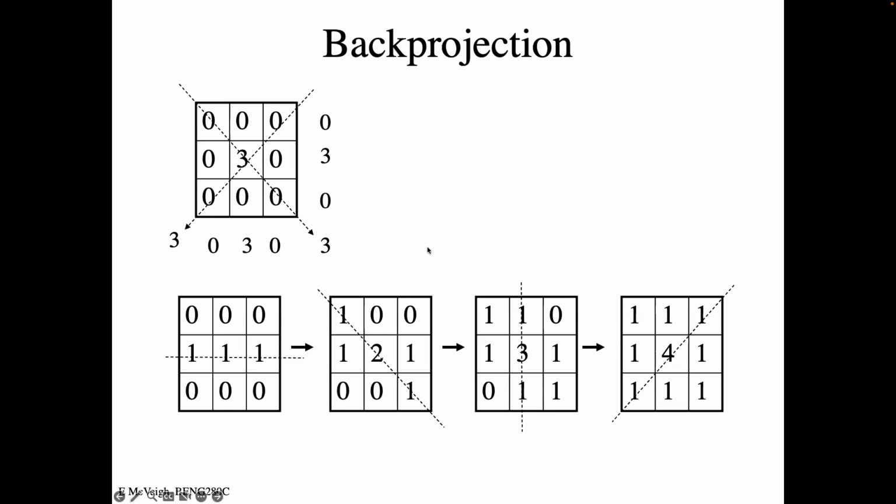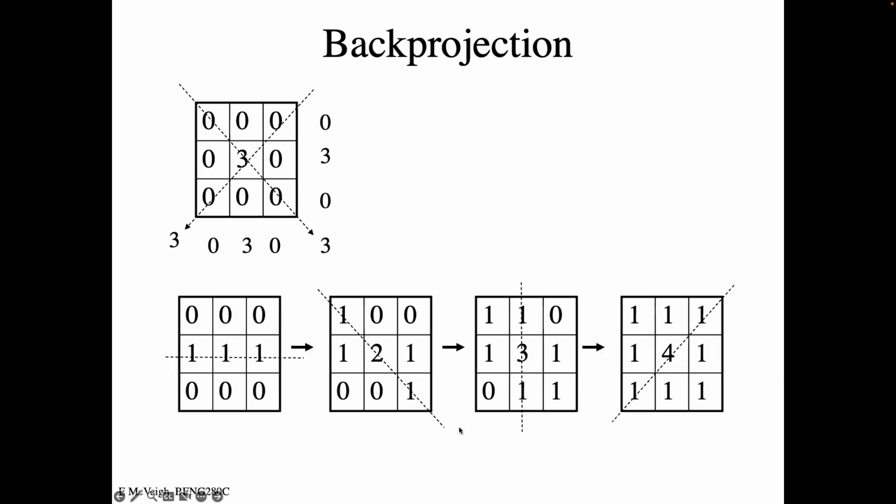And we'll back project, so I got a 0, a 3, a 0 this way. And I'm going to back project along here. And what I get, I add a 1 here, I add a 1 here, I add a 1 here, when I do that projection. So now I've got 1s in the corners because I had 0s there before. And I got a 2 here because there was a 1 from this projection. So now I've got this after back projecting this view.